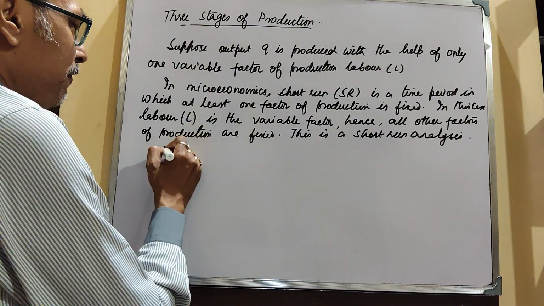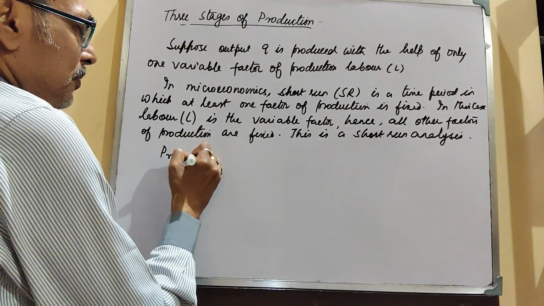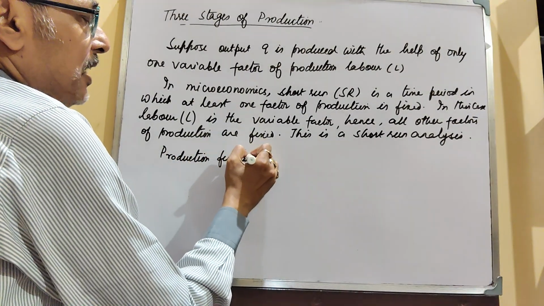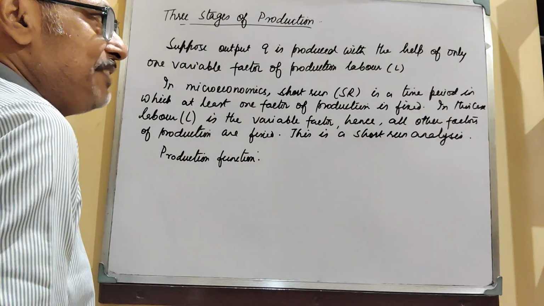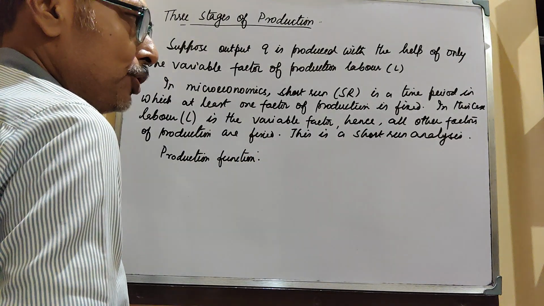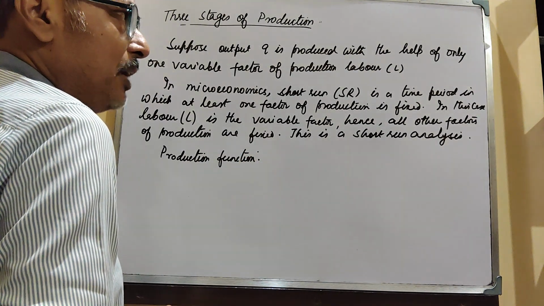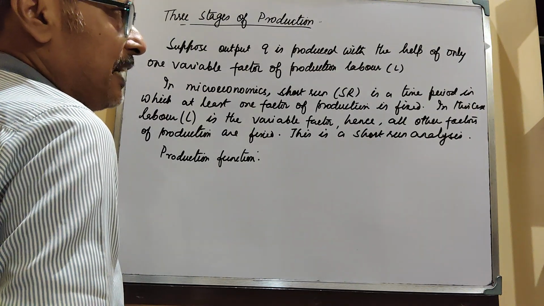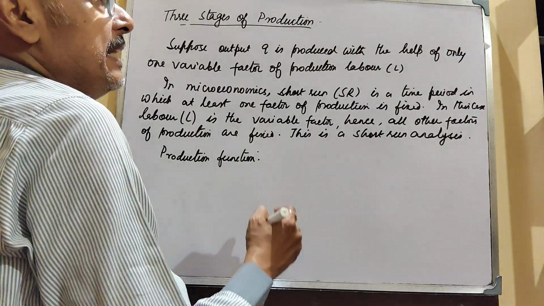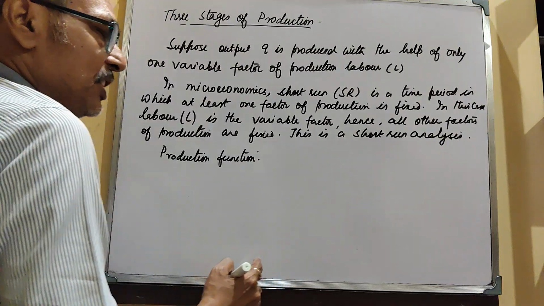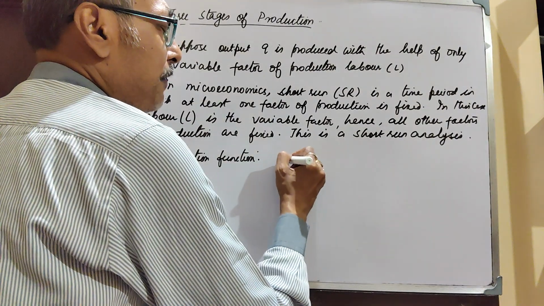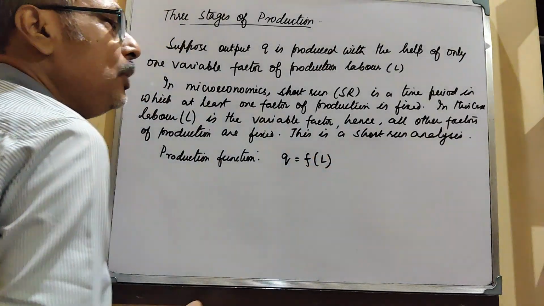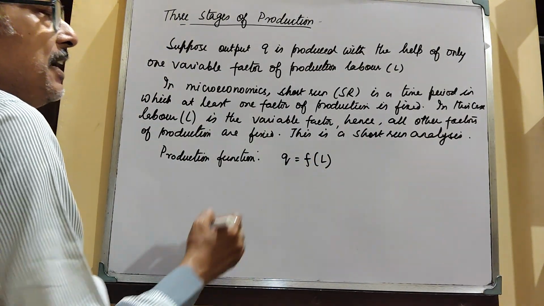Now the production function. Production function shows the maximum amount of output that can be produced with the help of the factor of production given the level of technology. In this case, production function Q equals f of L. L is the only variable factor.